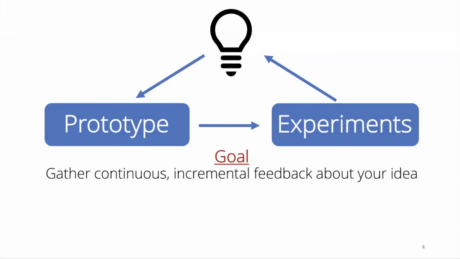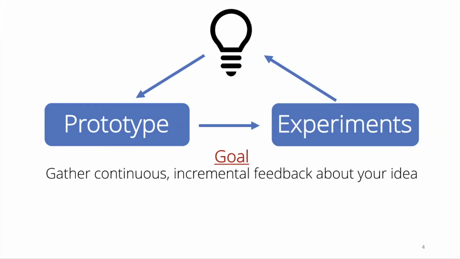So your goal throughout this process is to make sure that you can prototype and run experiments in a way that lets you gather continuous incremental feedback about your idea. So what you really should not do is have an idea and then spend, say, a year or two building a prototype and then run your first experiment and realize, oops, I've completely missed the mark. So don't do that. Make sure that the cycle that I'm showing you here is something that you can do at very low time scales. Make some changes to your prototype, run experiments, refine your idea, and iterate.